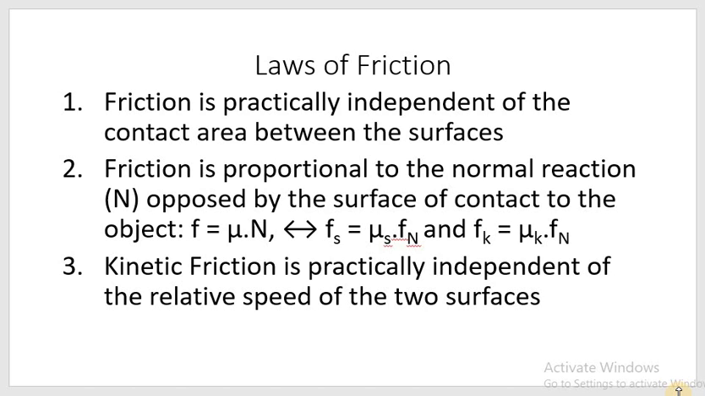The third law states that kinetic friction is practically independent of the relative speed of the two surfaces in contact. Meaning that if one surface is sliding relative to the other, say at 2 meters per second, even if the speed increases to 3 or 4, the kinetic coefficient will stay the same, unchanged.